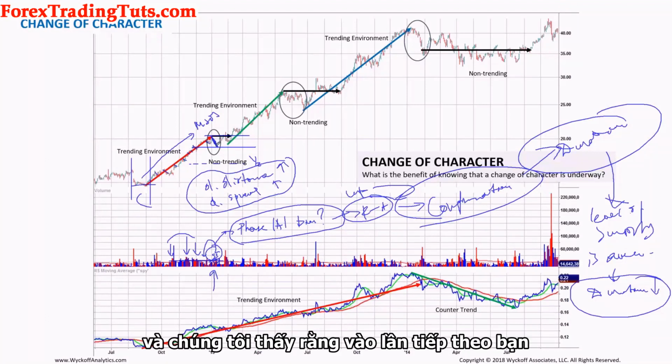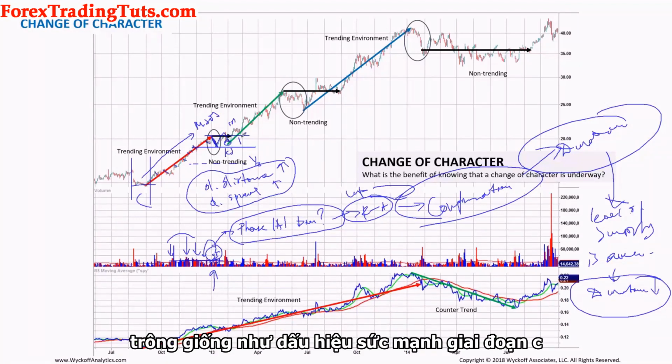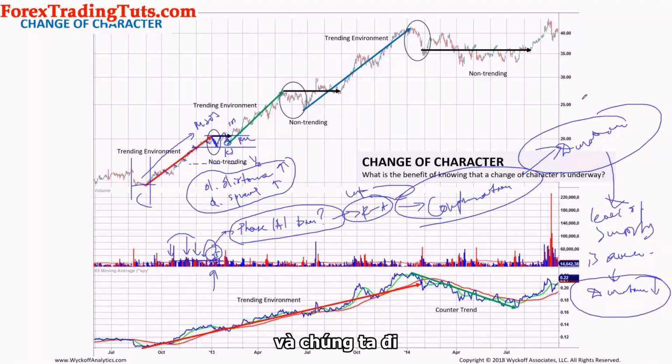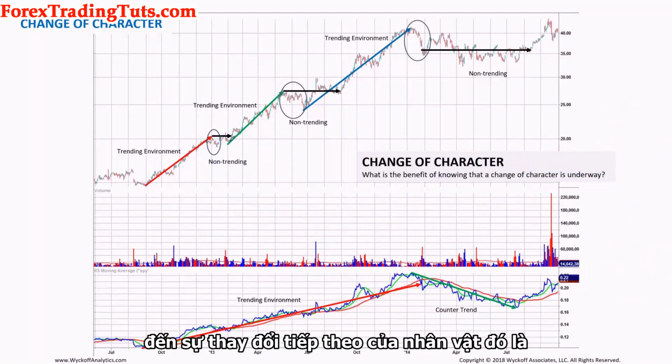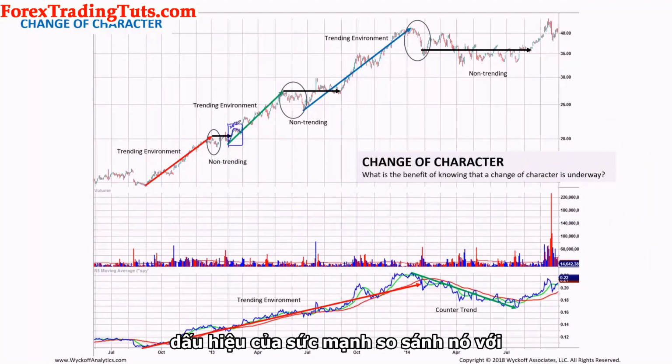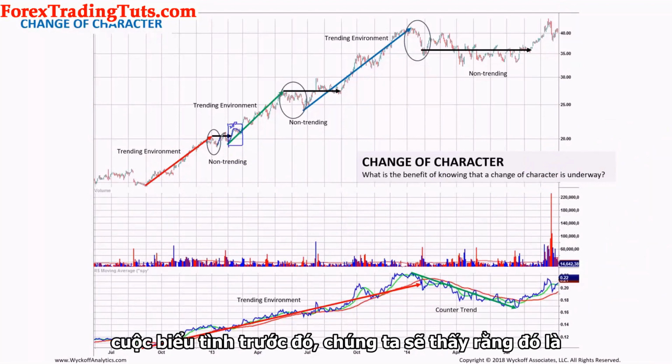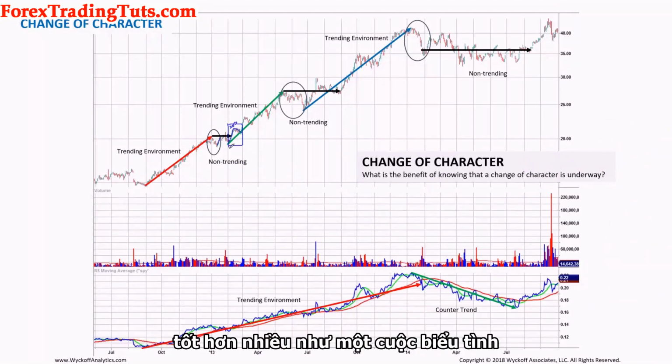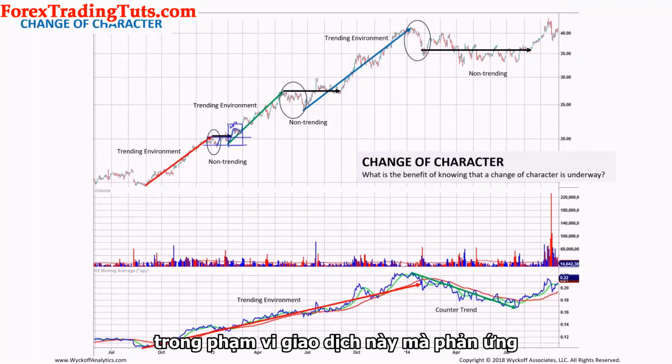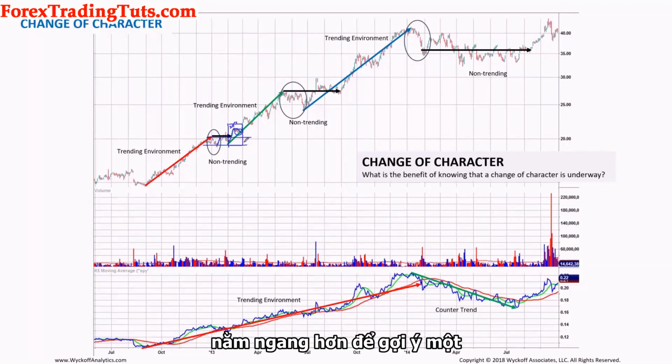And we see that on the next attempt to go down, there is a test which looks like phase C, sign of strength, backing up action, and off we go to the next change of character, which is somewhat hard to see here. But if we think about the rally into the sign of strength, comparing it to the previous rally, we would see that it's much better as a rally in this trading range, and that the reaction is more horizontal, so that suggests a change of character.